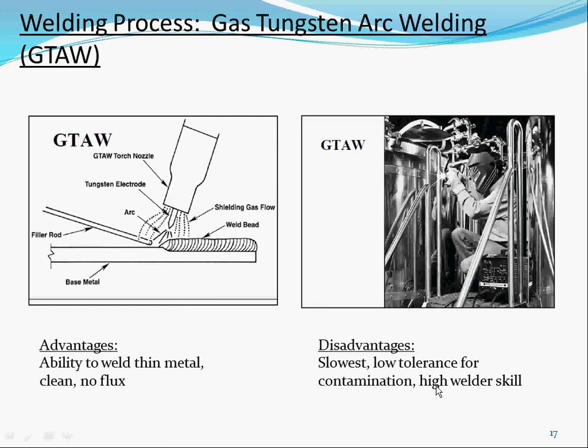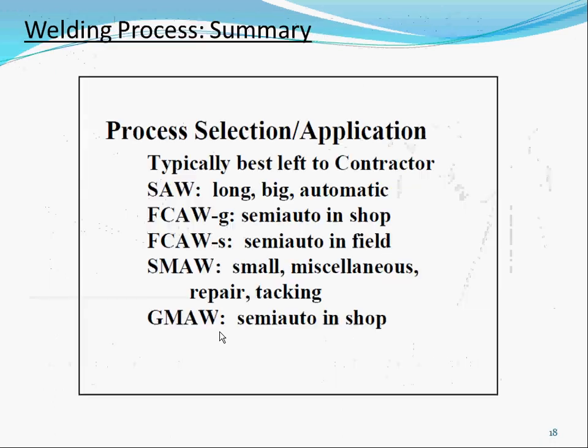Disadvantages: one big disadvantage is the worker needs to be very, very highly skilled, and it's very slow. You use a filler stick, so basically they do that and keep adding the stick. So this is called gas tungsten arc welding.